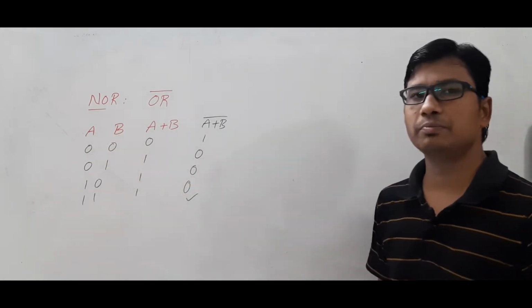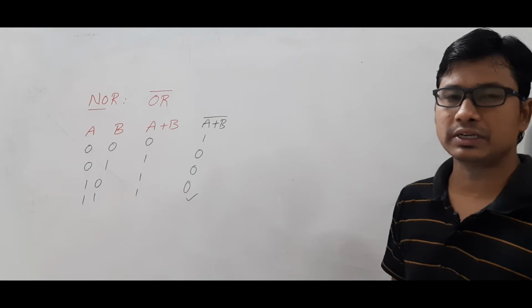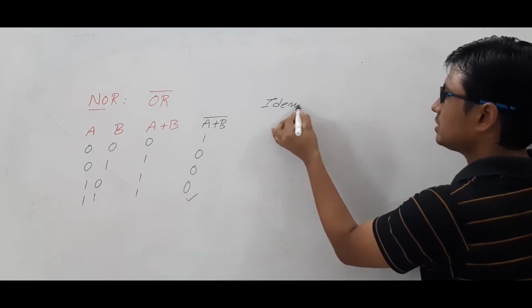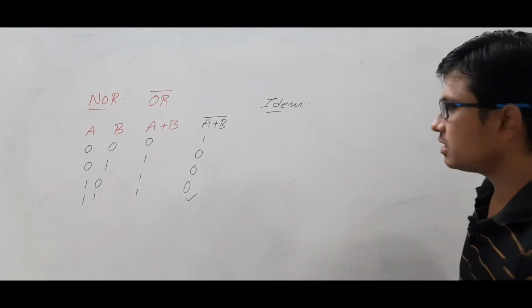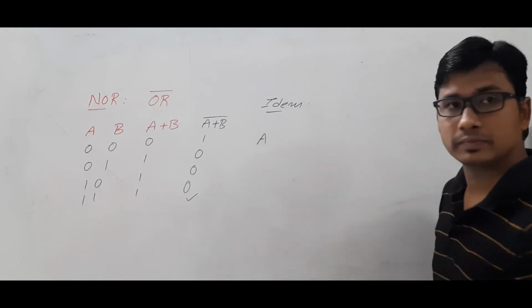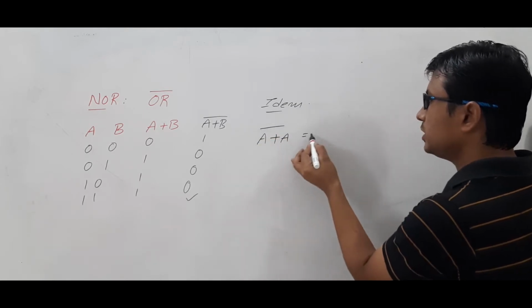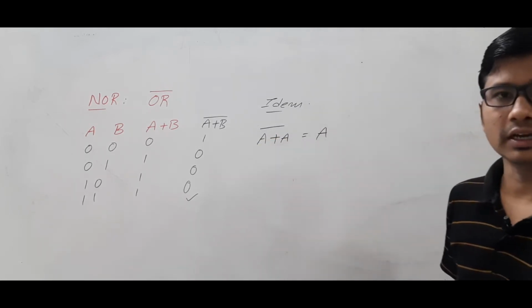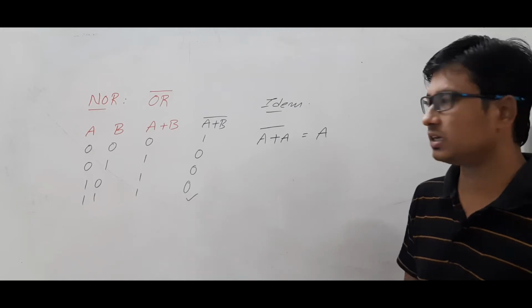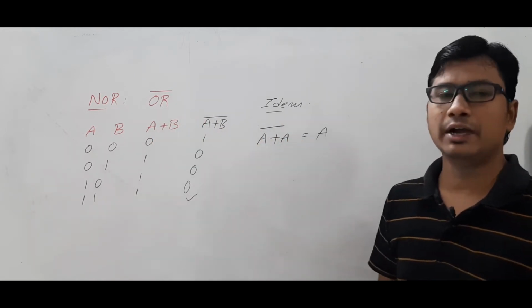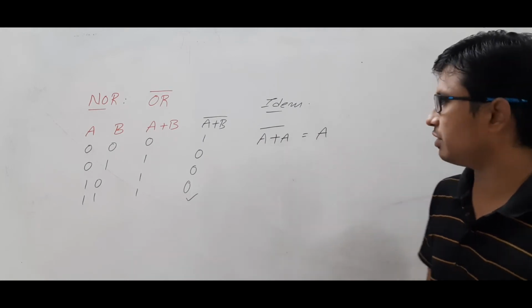Now we will see the basic properties. What are the basic properties? One is the idempotency property. What is the idempotency property? It says A NOR A should be equal to A. That is the meaning. If that holds, then I will say that NOR is satisfying the idempotency property. Now we will verify.